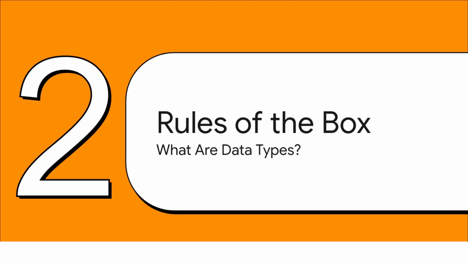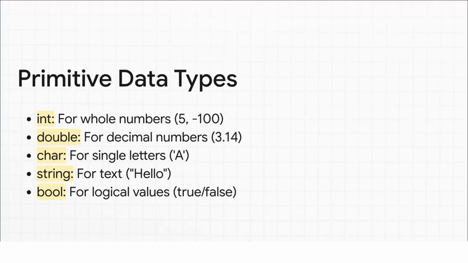All right, so you've got your labeled box. But here's the catch. You can't just toss anything you want in there. Each box is specifically designed for a certain kind of thing. And that, right there, is where data types come in. These are the most common types of boxes you're going to run into. An int box is for whole numbers. A string box is for text. And a bool, short for Boolean, is a special little box that can only hold one of two things, true or false. It is perfect for answering any yes or no question you can think of.